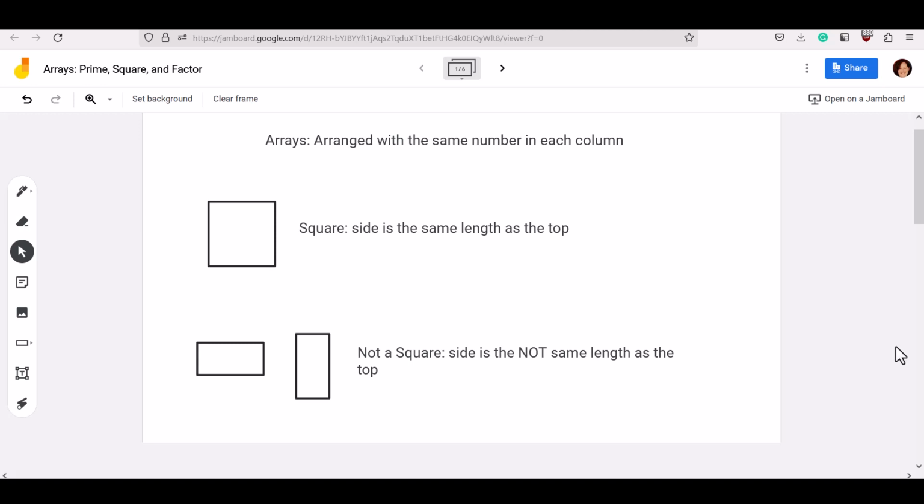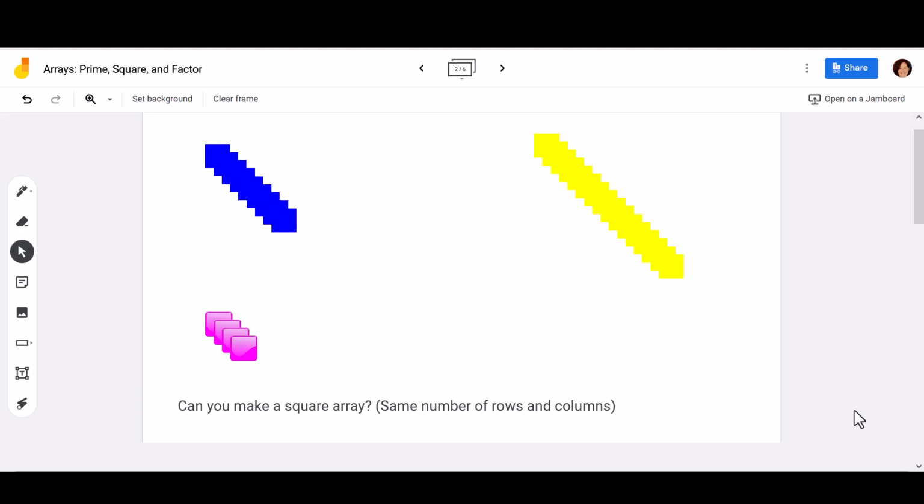We're going to use arrays, which they're already familiar with and have done work with, and we're going to use them to introduce the idea of prime, a square number, and factors of a number. So on this slide, we have 9 blue squares, 16 yellow squares, and 4 of the pink squares, and have the kids play with them to make a square array out of each of these.